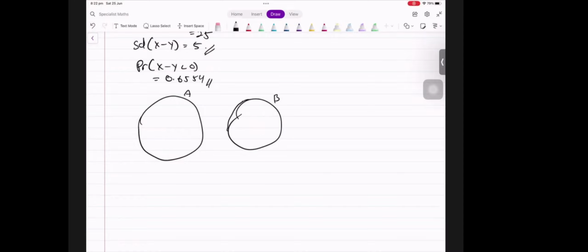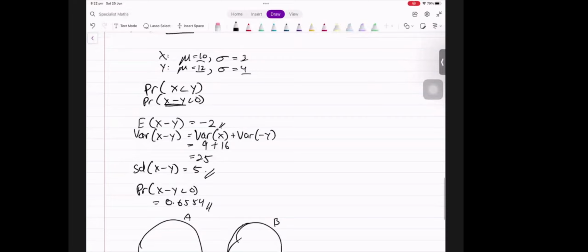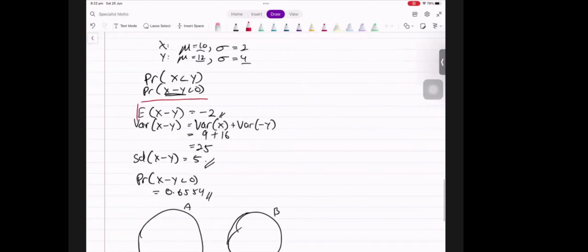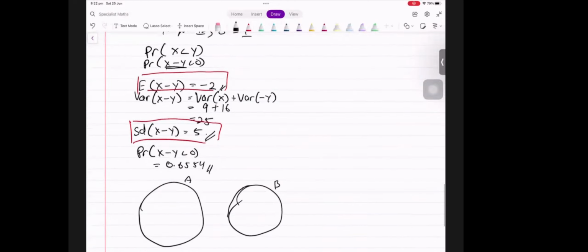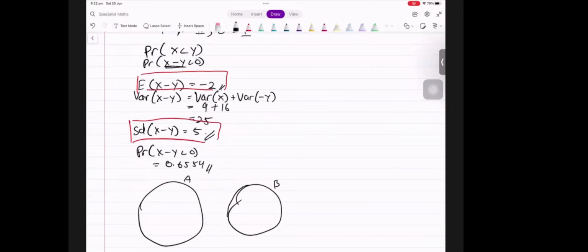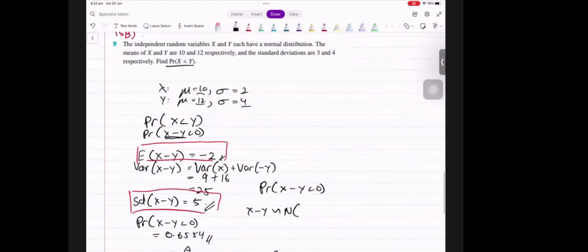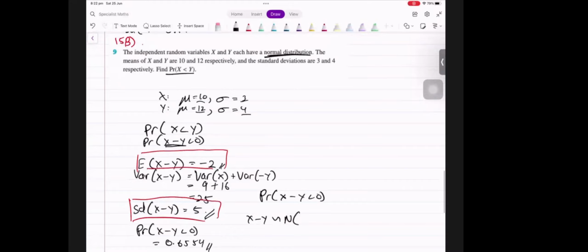What actually it is, how'd you get 0.6554 from the workout above? Okay, so do you understand how I got the expected value and the standard deviation? Yeah, okay, so what you should have done, if you found the probability that x minus y is less than 0, well, x minus y as a whole variable, what you should have put in your CAS is you're looking at normal distribution, because these are all normally distributed.